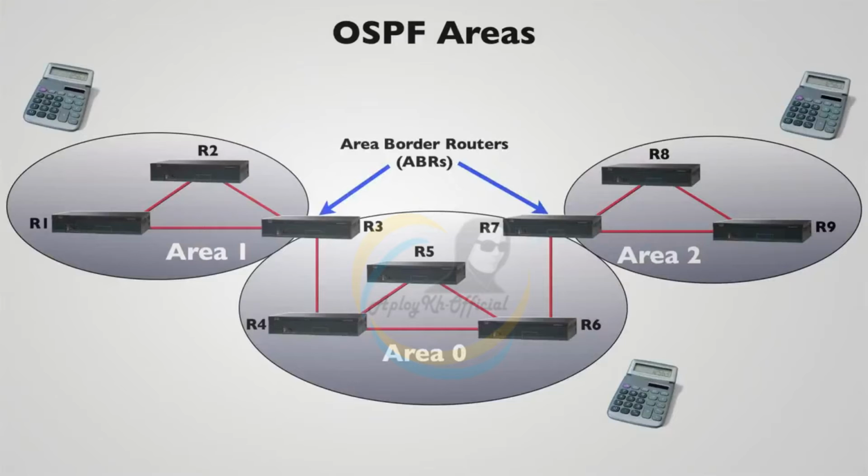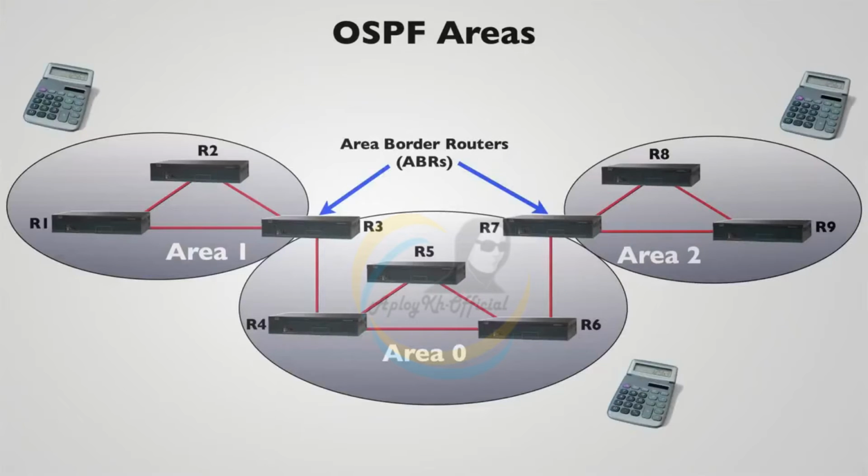Router R3 not only has a database and runs the Dijkstra algorithm for area 1, it also has a database, a view of the topology, and runs the Dijkstra algorithm for area 0 as well. Router R7 has a database for area 0 and another database for area 2. It sits at the boundary of these two areas. And we could do some fancy things as we're going from one area to another area. We could summarize networks. But at this point, I just want you to understand that within each area, we're running the Dijkstra algorithm.